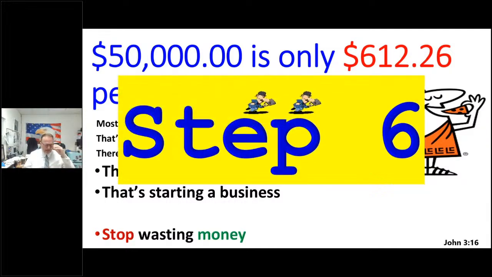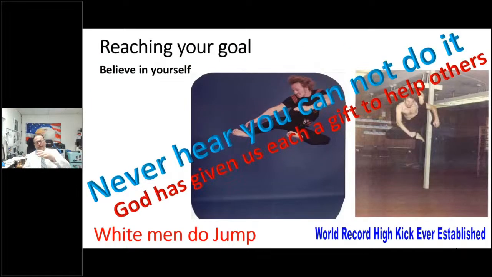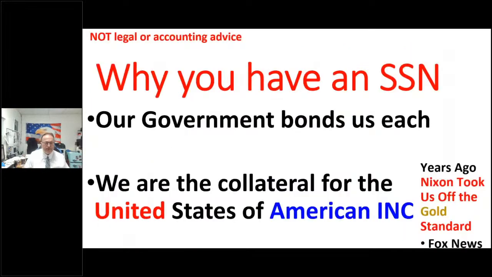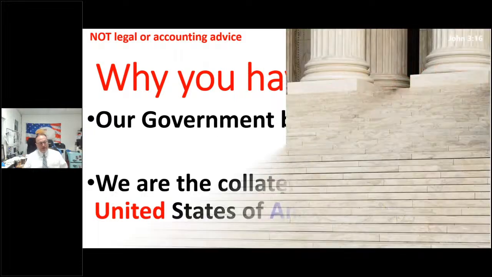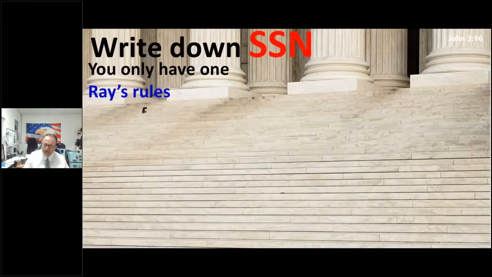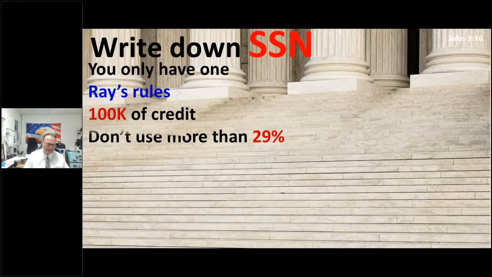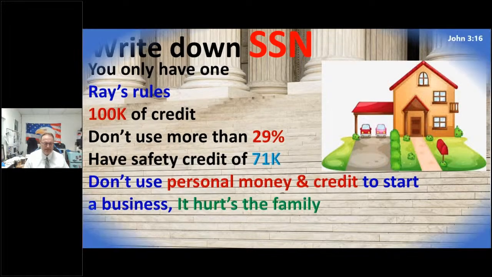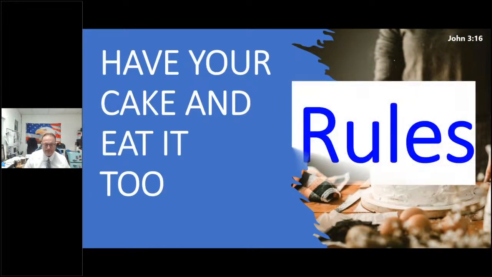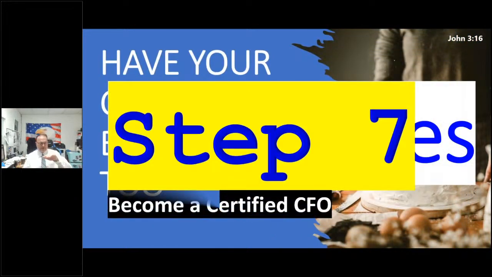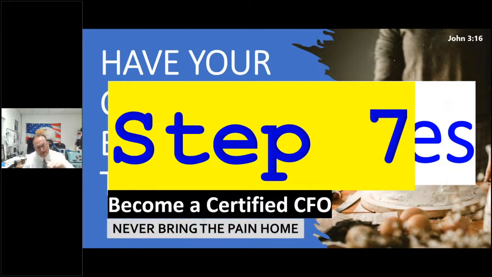See, the reality is you've been running around like amateurs all your life when it comes to personal business credit. Sorry, there's me. Why made you jump? Nixon took the gold standard out. 1971 in August, what are we going to do? We're going to write down I'm willing to sacrifice a division, not the corp of my family. I have no intent to do fraud. This is Ray's rules, by the way. Have your cake and eat it too. That's the ultimate goal. Step number 7, become a certified CFO and never bring the damn pain home.